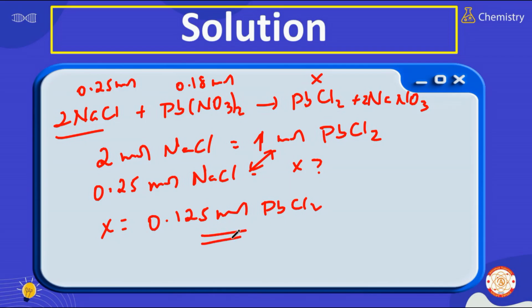So this is the amount in mole. Now to express this in mass, we have to multiply this by what? By its molar mass. So what is the molar mass of lead 2 chloride? So molar mass of lead is 207, molar mass of chlorine is 35.5 times 2 is 71, so 278. So we have to multiply this by 278 gram per mole.